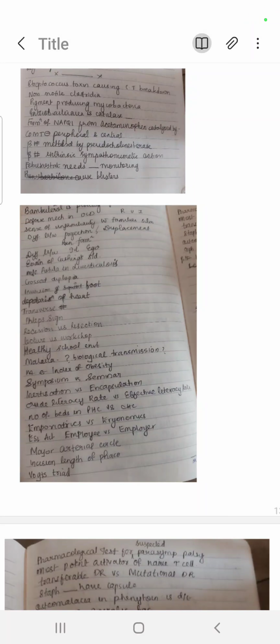Focus toxin which is causing connective tissue breakdown is hyaluronidase toxin. Next is non-motile Clostridium, that is perfringens. So it is non-motile. This is the example for capsulated Clostridium also. Perfringens.